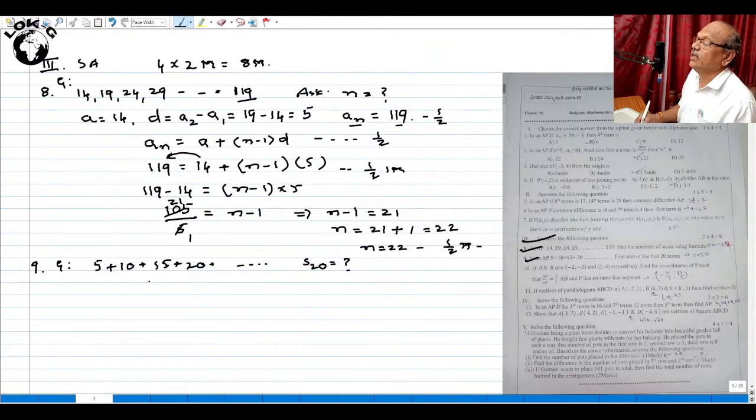Just observe, collect the data as usual. a is equal to 5. And what is the common difference? You can directly take the second term minus the first one. 10 minus 5 is 5. What is n? n is 20.